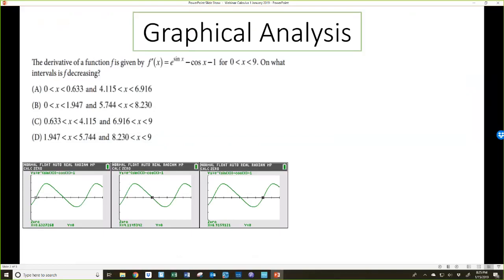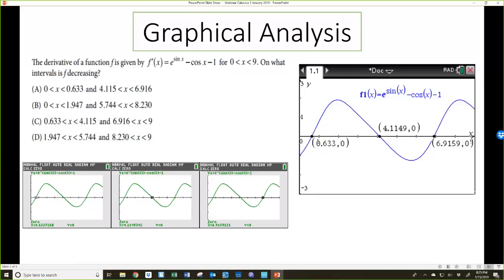The beauty of the TI-Nspire is that we can show all of those at once, and so it's real easy to find the proper interval. And so if we look at our possible solutions here, we know we want to be on the interval from 0 to 0.633, and then from 4.11, in this case it would round to 4.115, to 6.916. And so that would be the correct answer.